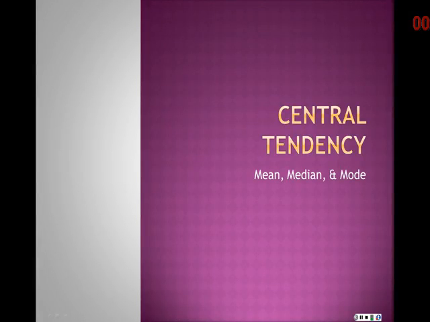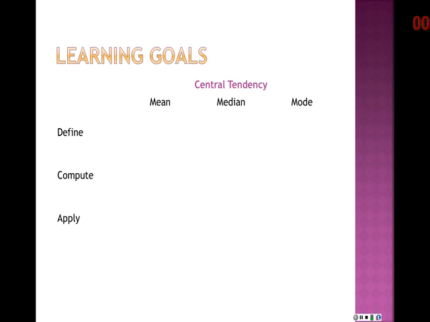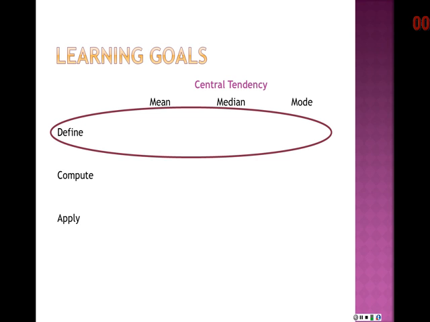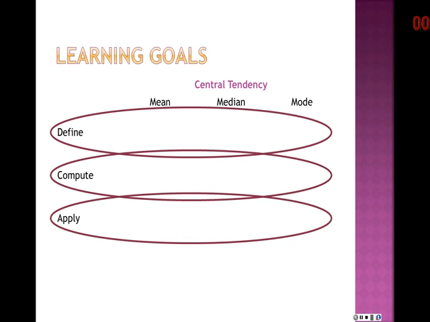Okay, so we are now talking about central tendency, and this will go with your book under the chapter of central tendency. What we're going to be talking about today is that central tendency is basically made up of mean, median, and mode. So today we're going to define each of these, compute them, and then apply them.